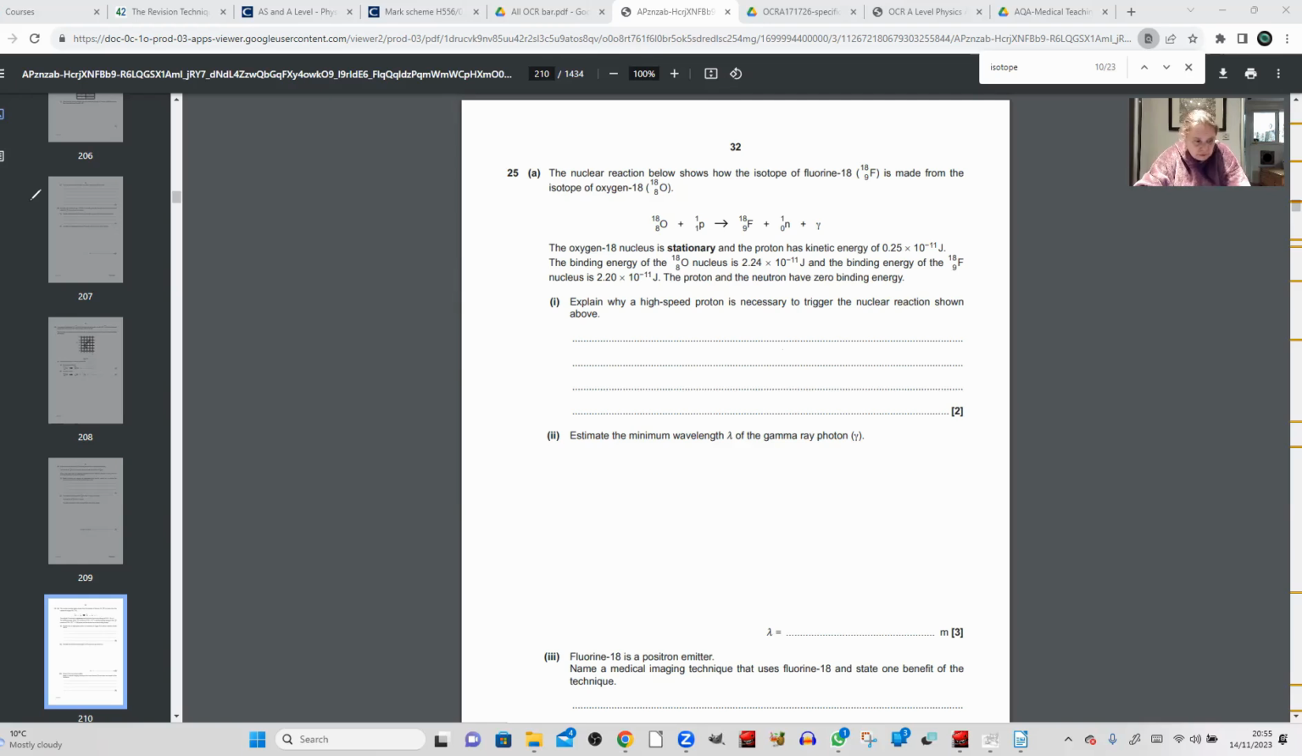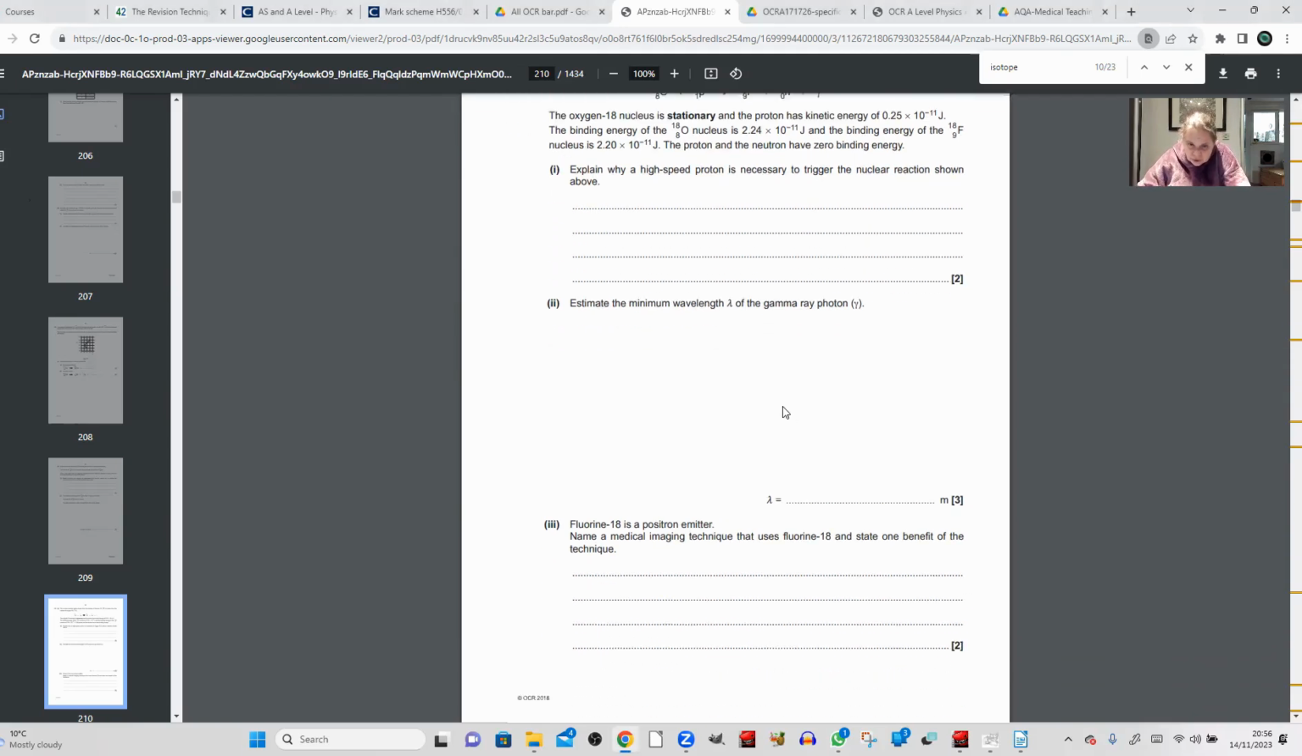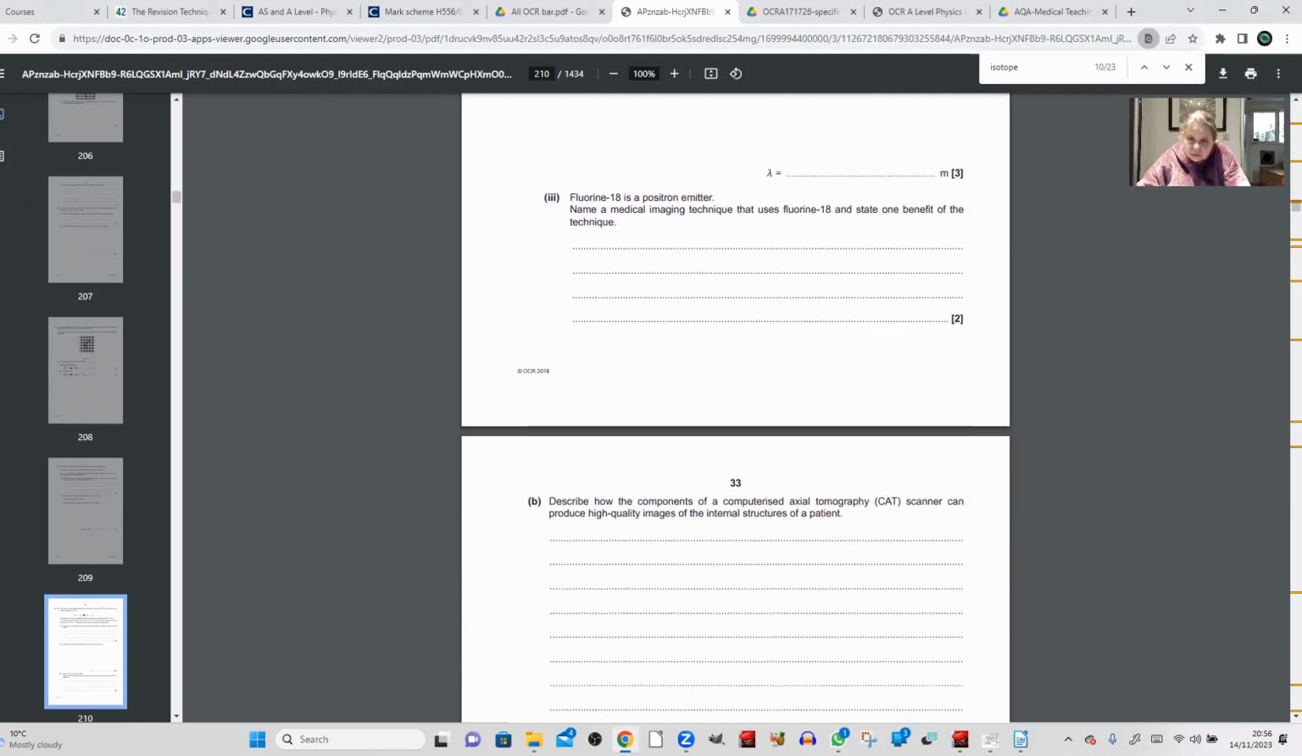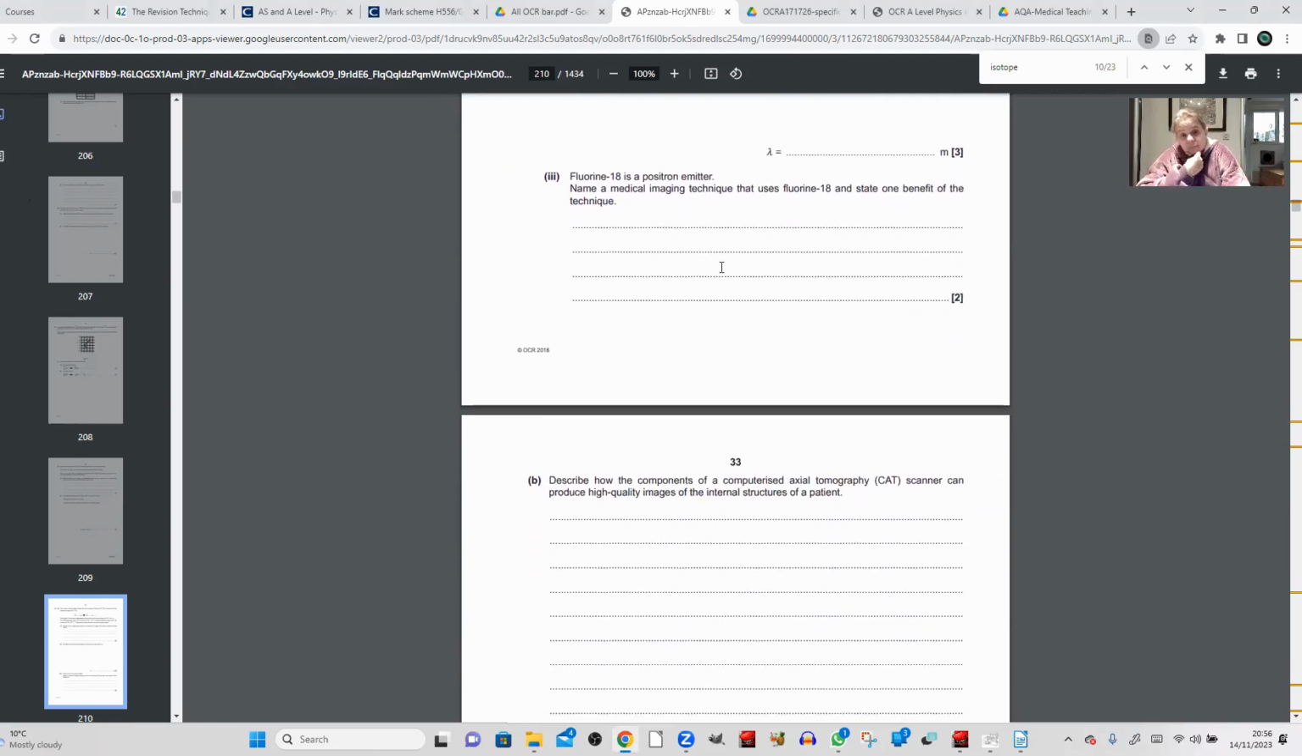It's next week, I think, binding energy. Tuesday next week. So let's leave that one. We could leave the binding energy bit and just do this bit. The fluorine-18 is a positron emitter. Name a medical imaging technique that uses fluorine-18 and state one benefit.